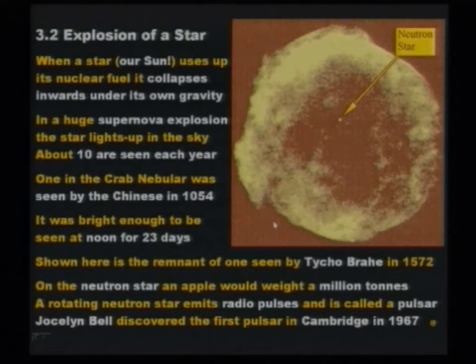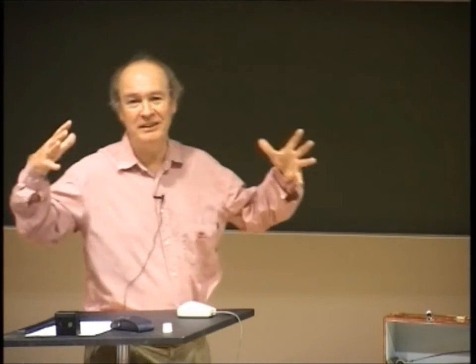There's an explosion. The material is flying out from the center of the star, and in the center is a neutron star. This is where matter has collapsed to a very, very tight condition. For example, an apple on a neutron star would weigh 1 million tons. It's got enormous gravity. The material has really collapsed down to its neutron state.